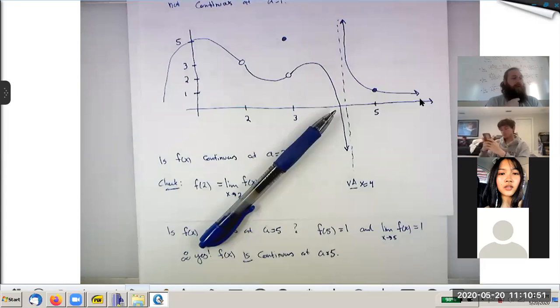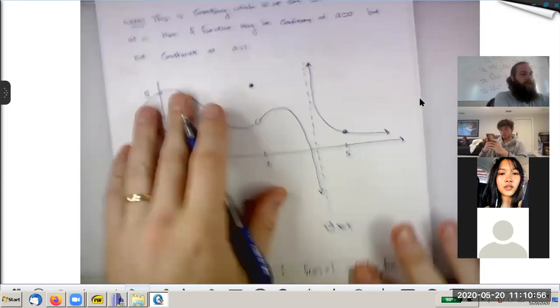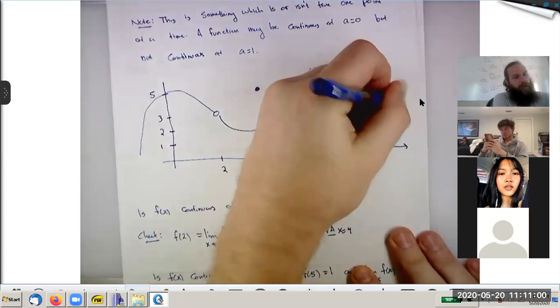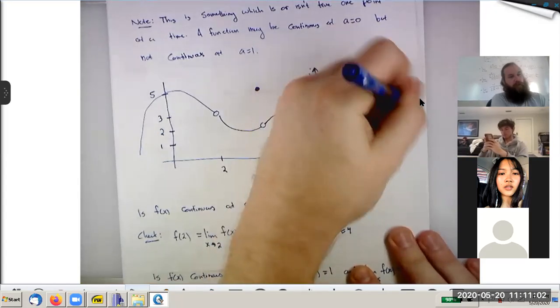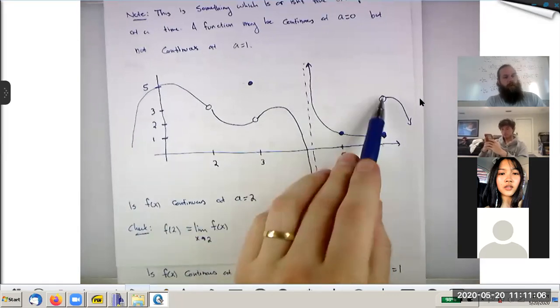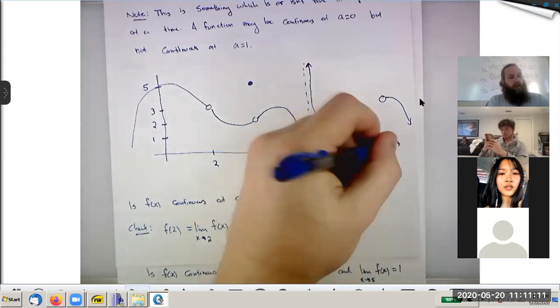Now, the other type of discontinuity we're going to see is what's called a jump discontinuity. We'll pick this conversation up here next time. But a jump discontinuity looks like, right? So the function from the left and then another thing from the right. So that the limit as x approaches that value, say 6 here.